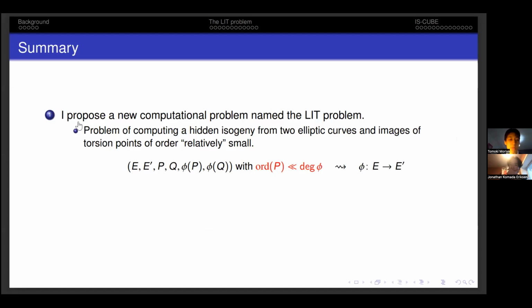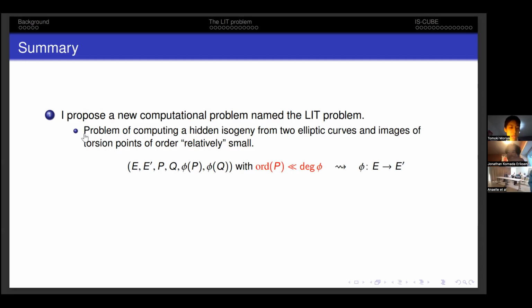I first propose a new computational problem named the LIT problem. This problem is new, but it's almost the same as the CSSI problem. It's a problem for the SIDH. The difference between the CSSI problem and the LIT problem is the restriction about the order of the torsion point and the degree of phi.